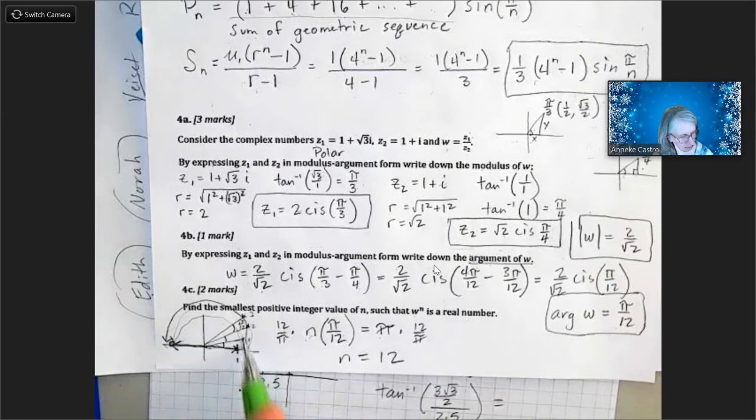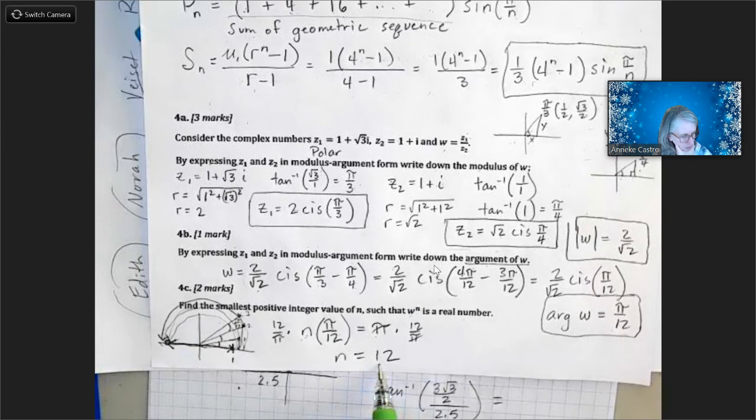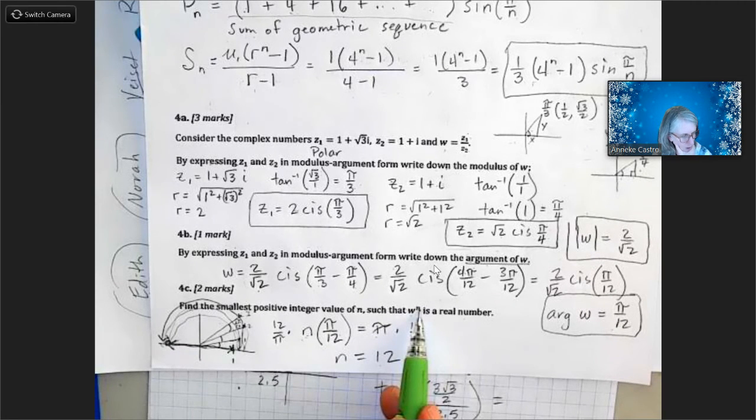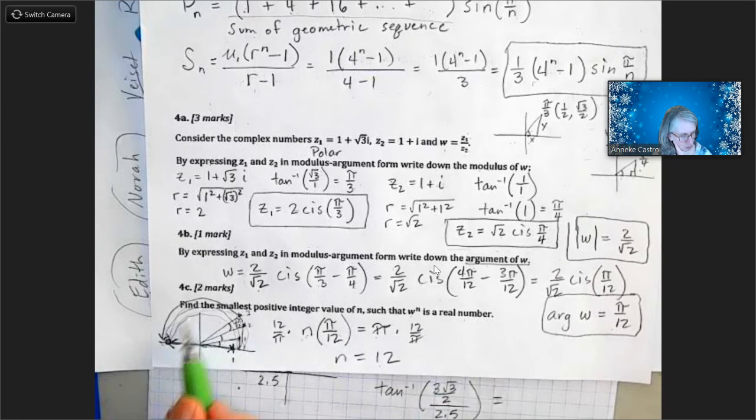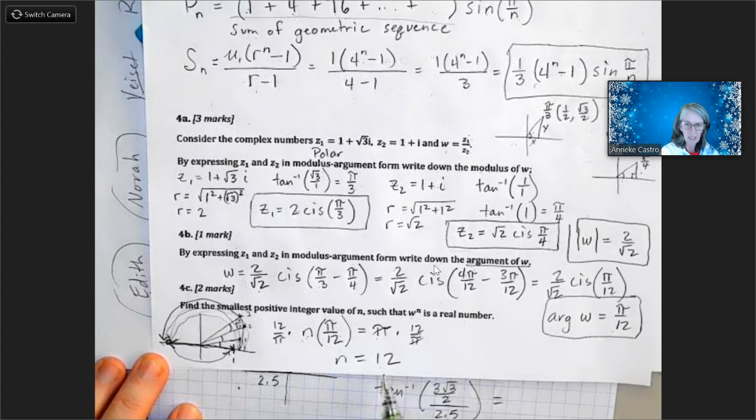So how many until I get all the way back over, until I'm just a real number and I no longer have any imaginary component? It's going to take 12 of them. So n has to be 12. w to the 12th is the first time that I will have a real number. If I want to find the next one, we'll just keep going. And it won't be until I get all the way back here, which would be w to the 24th. It would take 12 more of those to get me back to this axis.